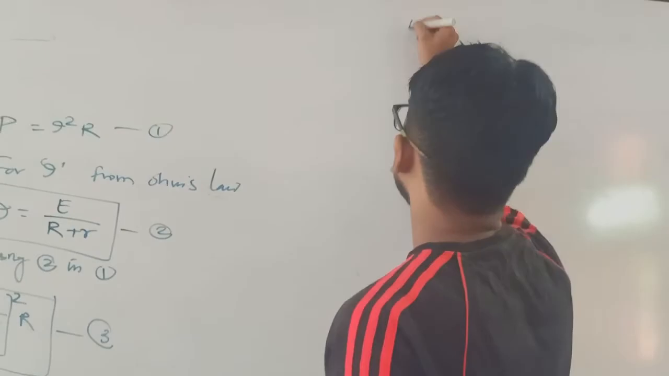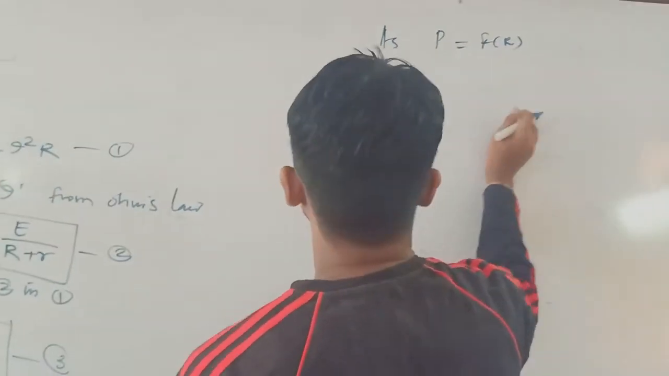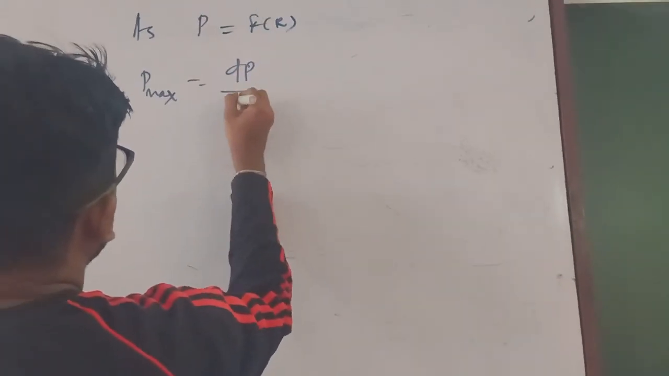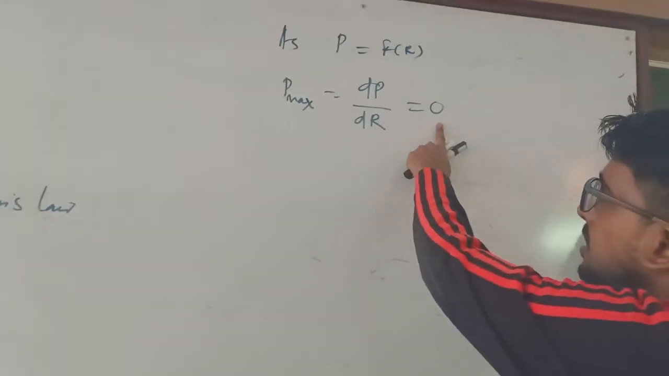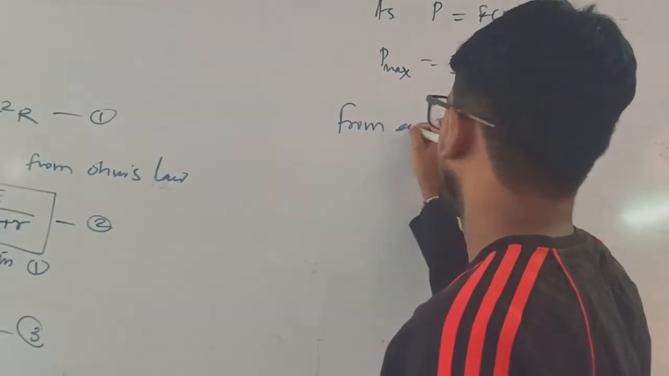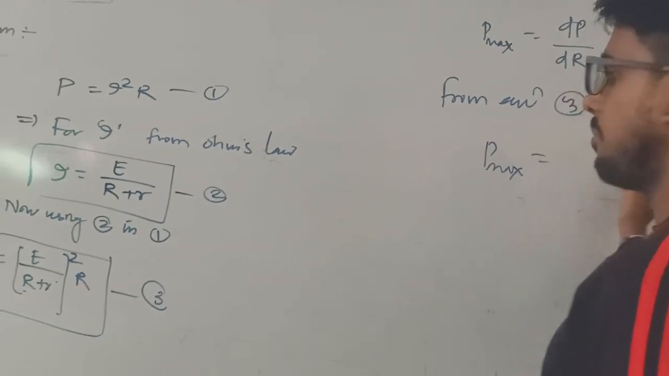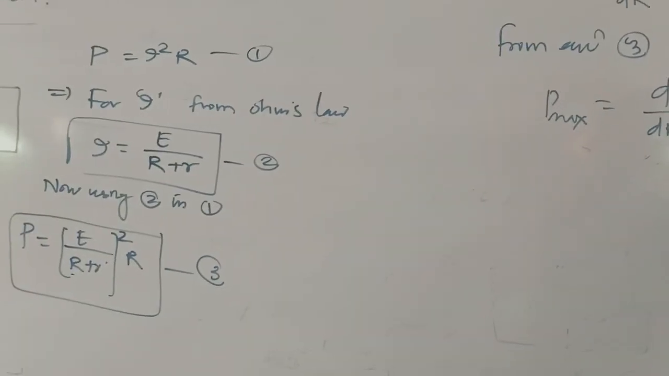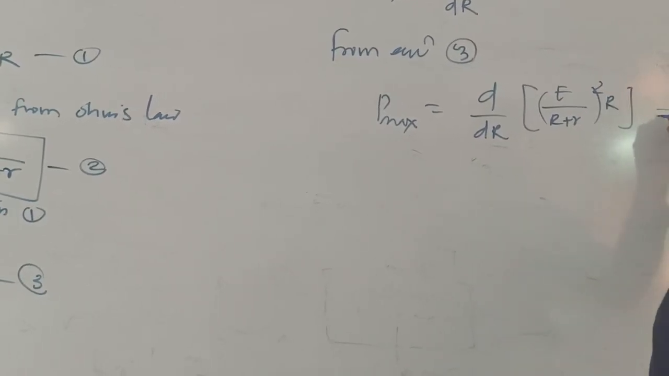As P is a function of external R, because R can be varied, P is maximum only when the differentiation of the power with respect to R is 0. First differential of power equal to 0, then we will get P max. So from equation 3, for P max, d by dR of E over R plus r whole squared into R must be equal to 0.